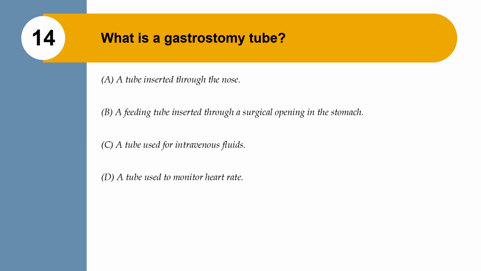Question 14. What is a gastrostomy tube? Option A, a tube inserted through the nose. Option B, a feeding tube inserted through a surgical opening in the stomach. Option C, a tube used for intravenous fluids. Option D, a tube used to monitor heart rate.